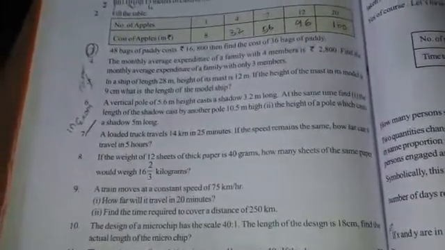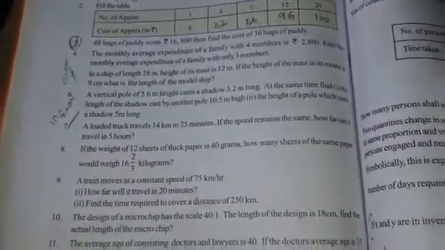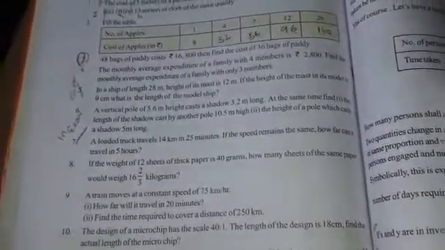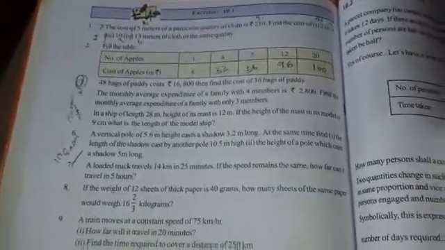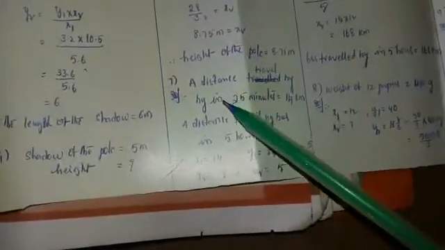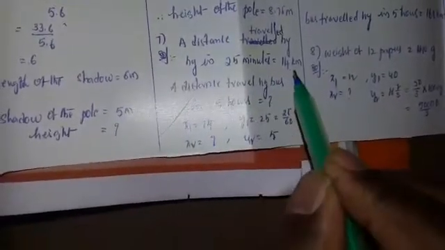Okay, the speed does not increase and does not decrease. It maintains constant speed. They are asking, it travels 14 kilometers in 25 minutes, so how many kilometers does it travel in 5 hours? Now see this answer. The distance traveled by the truck in 25 minutes is equal to 14 kilometers.